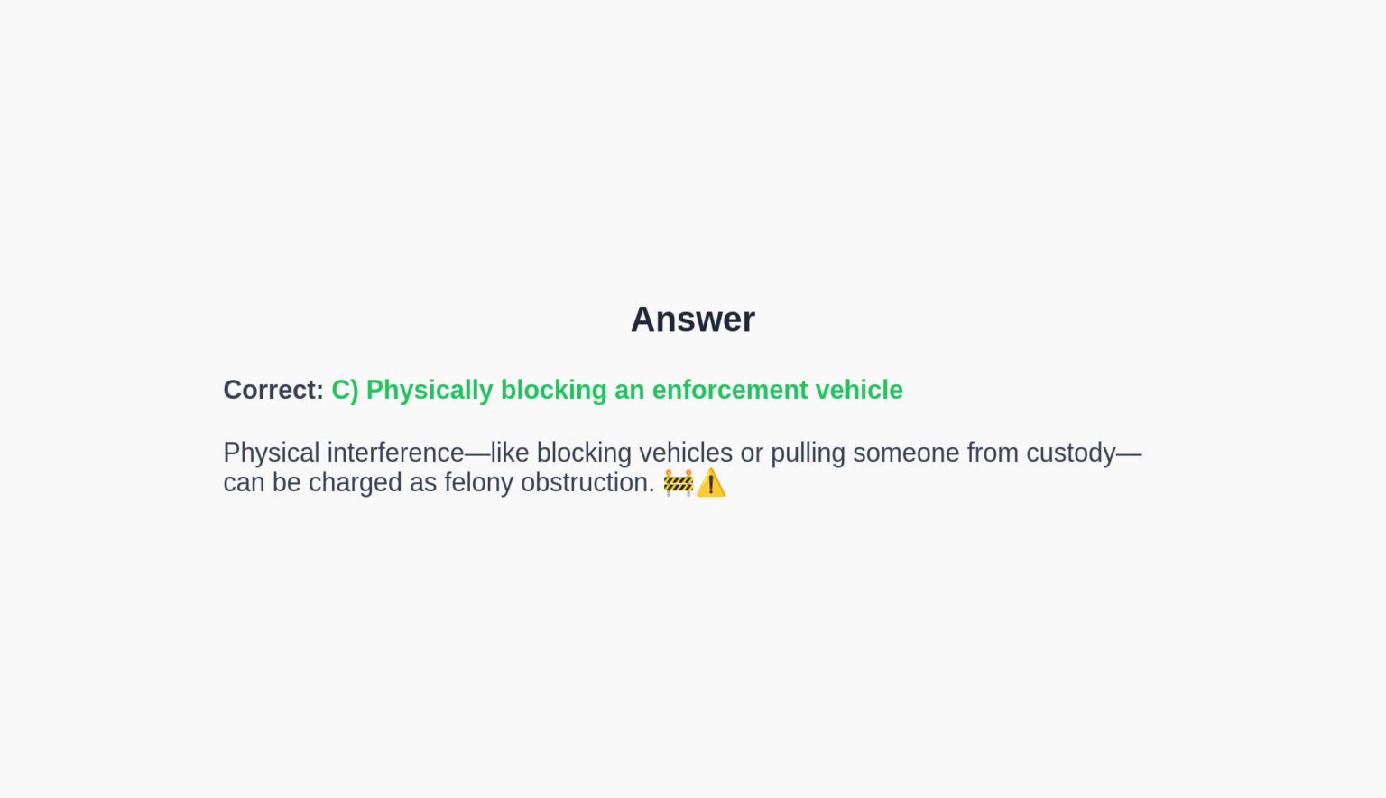The correct answer is C, physically blocking an enforcement vehicle. Physical interference, including blocking vehicles, obstructing pathways, or attempting to pull someone from custody, can constitute felony obstruction. The other options describe forms of lawful observation or inquiry, when done without interference and where permitted.